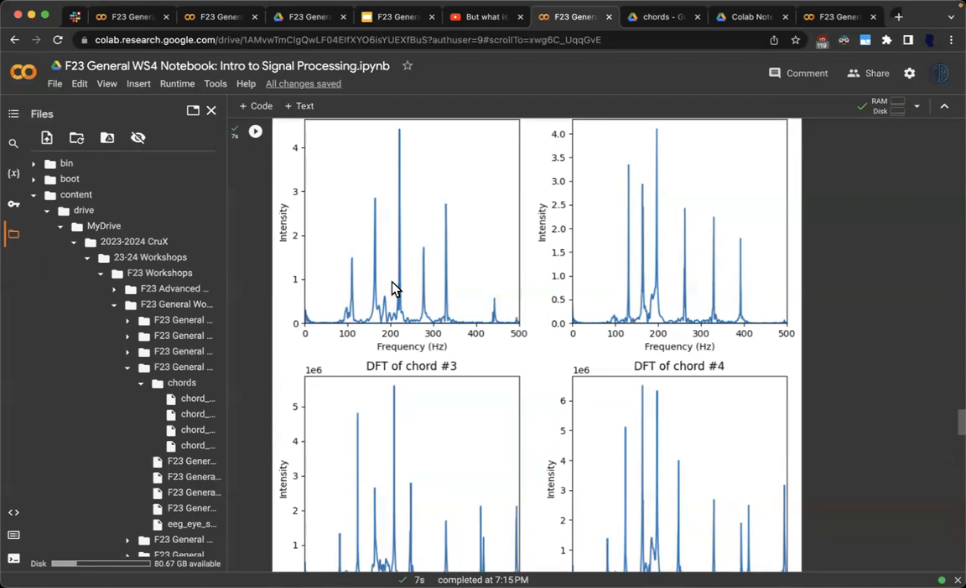Essentially this is a visualization of what our ears detect when we hear different noises. We're just detecting these different frequency profiles and interpreting them as sound.